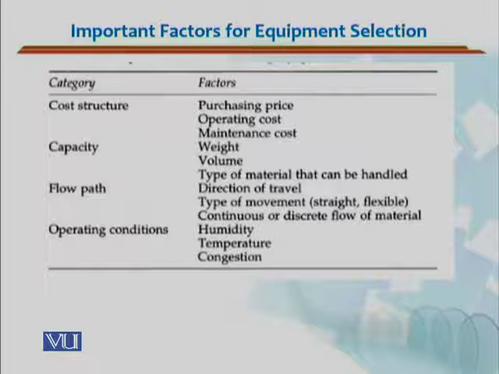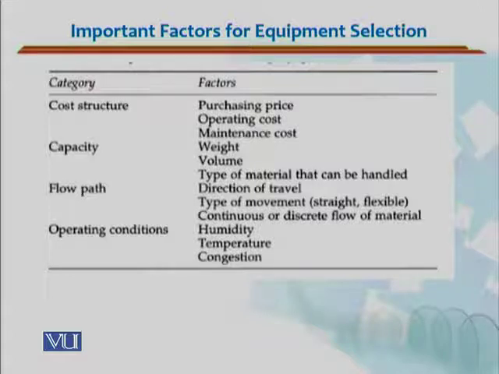Then we have a category of flow path. In the category of flow path, we actually look at different factors like direction of the travel, the type of movement, whether it would be straight or whether it would be flexible. Of course, you would be looking at the programmable or fixed or variable equipment based on the flow path category. And whether your product would require a continuous or discrete flow of material. That is also important in determining the equipment type.